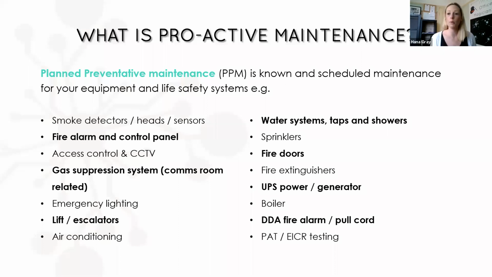And then your portable appliance testing and your 5-year fixed wire testing, or EICR testing, for your electrical distribution boards and circuits that sit under the floor, or over the floor, on the ceiling, if they be the setup of your building. So that's not obviously exhaustive. There might be other things that you would do it on, but that is generally what you would want proactive maintenance on, that's planned, that's in a calendar or a schedule somewhere that you have sight of.